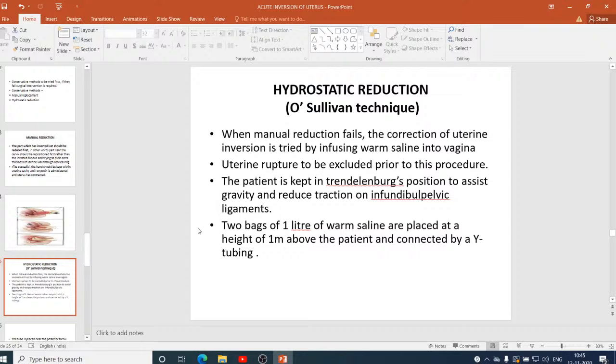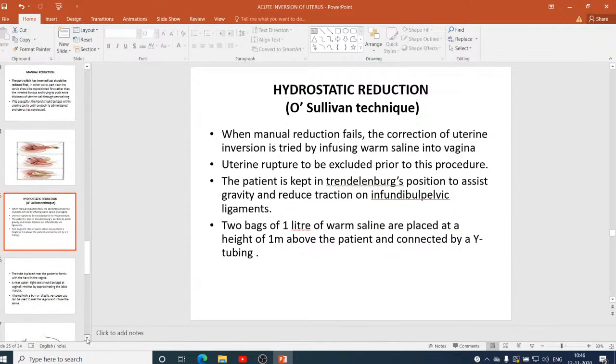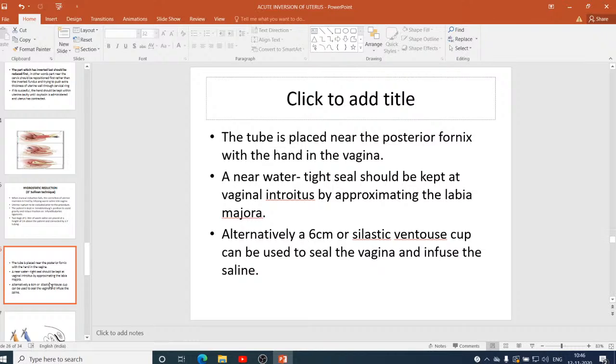Two bags, usually of 1 liter of warm saline, are placed at a height of 1 meter above the patient and connected by wide tubing. The tube is placed near the posterior fornix with the hand in the vagina. A watertight seal should be kept at the vaginal introitus by approximating the labia majora.